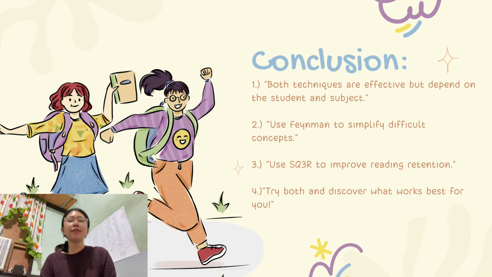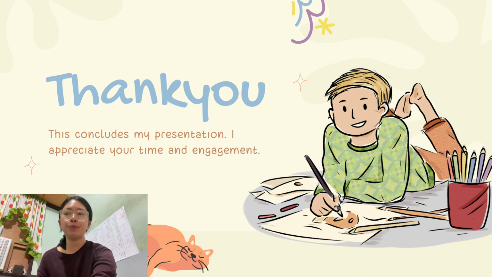In conclusion, both techniques are effective, but their success depends on the learner and on the subject. Use the Feynman technique if you need to simplify difficult concepts. Use SQ3R to improve reading comprehension and retention. And the key is to experiment with both methods and find what works best for you. And that sums it up.